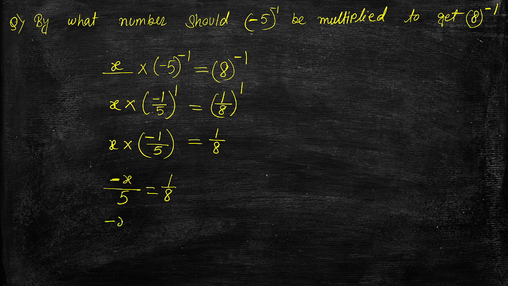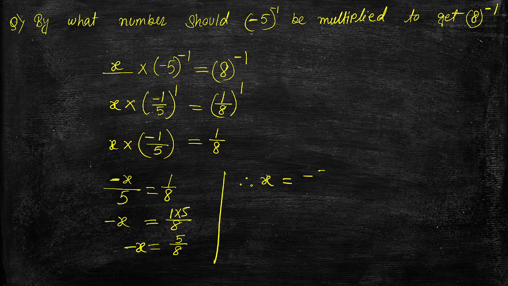Now minus x equals, 5 will come here, so 1 into 5 by 8, that is 5 by 8. This is minus x, but we need the value for x, right? So therefore x equals, minus will come here, minus 5 by 8. That's your answer.